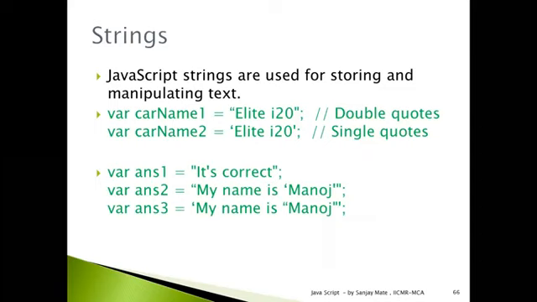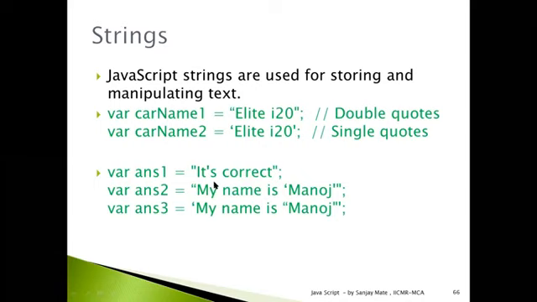For creating the string, it's quite easy. You can use double quotes or you can use single quotes. Here, car name is equal to, I'm writing in double quotes, like I-20. So this is how you create the string literal by including it in double quotes. You can have the single quote also, both are the same. So car name 1, that is single quote, like I-20.